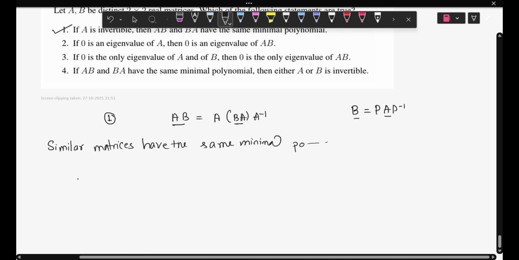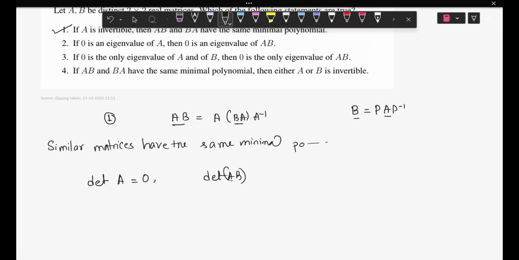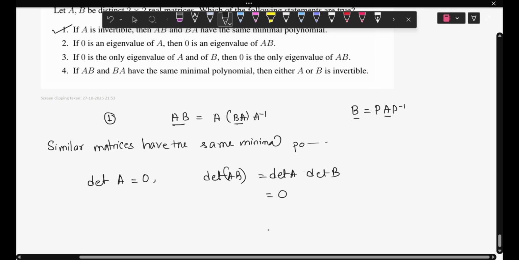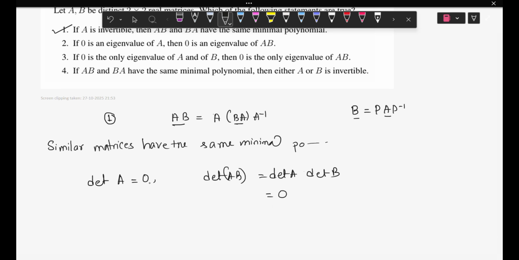Now next it is saying that if 0 is an eigenvalue of A, then 0 is an eigenvalue of AB. Now what does it mean that 0 is an eigenvalue of A? That det A has to be 0. Now det of AB is equal to det A into det B. So we can say that det of AB will also be 0. So as det of AB is equal to 0, 0 is an eigenvalue of AB, because if the determinant of any matrix is 0, then 0 must be an eigenvalue of that matrix. So therefore option 2 is also a correct option.